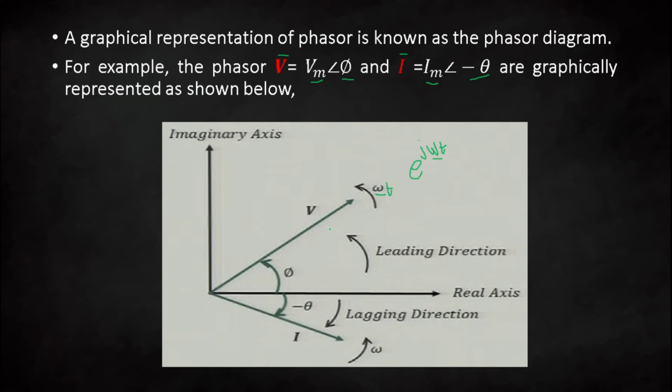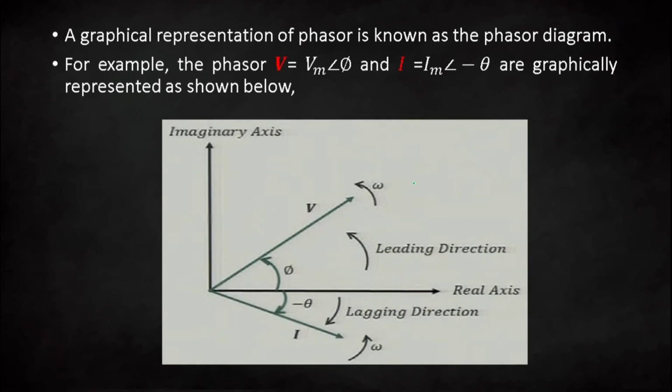If it is rotating, in that case also the phase displacement between voltage and current will be phi plus theta, because both are rotating at the same frequency. If the frequencies of rotation are different, in that case we cannot find the phasor comparison of both phasors V and I. Okay, I think it is clear for now what e raised to j omega t is and why we are neglecting that term in the phasor representation.